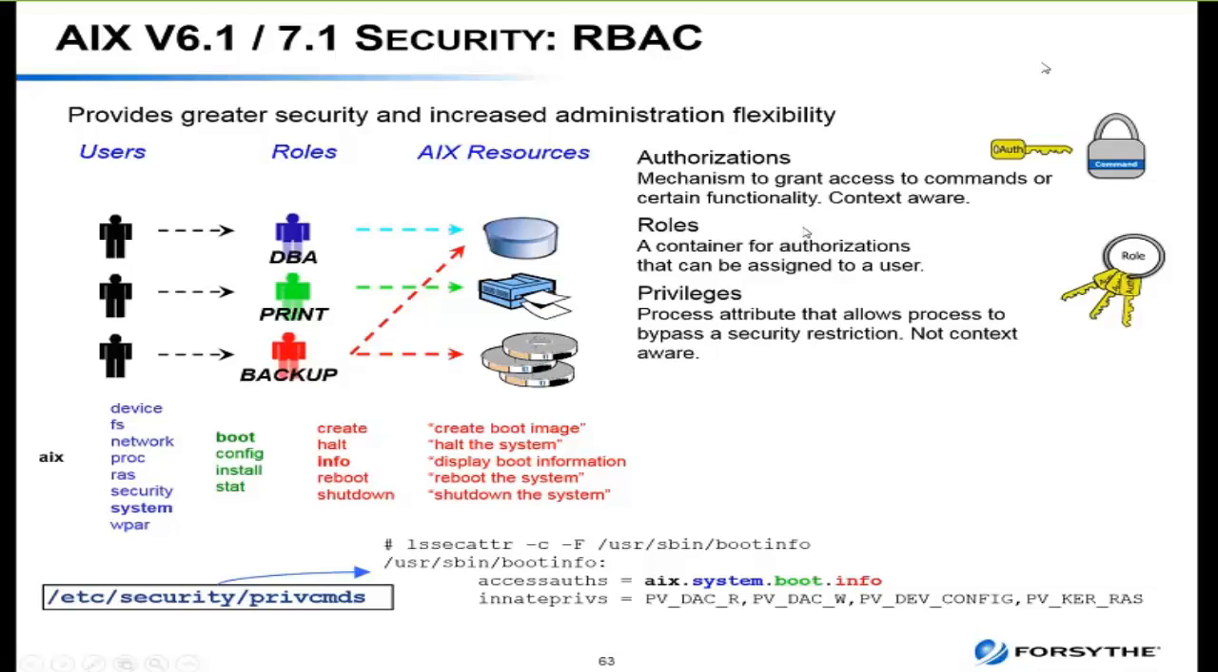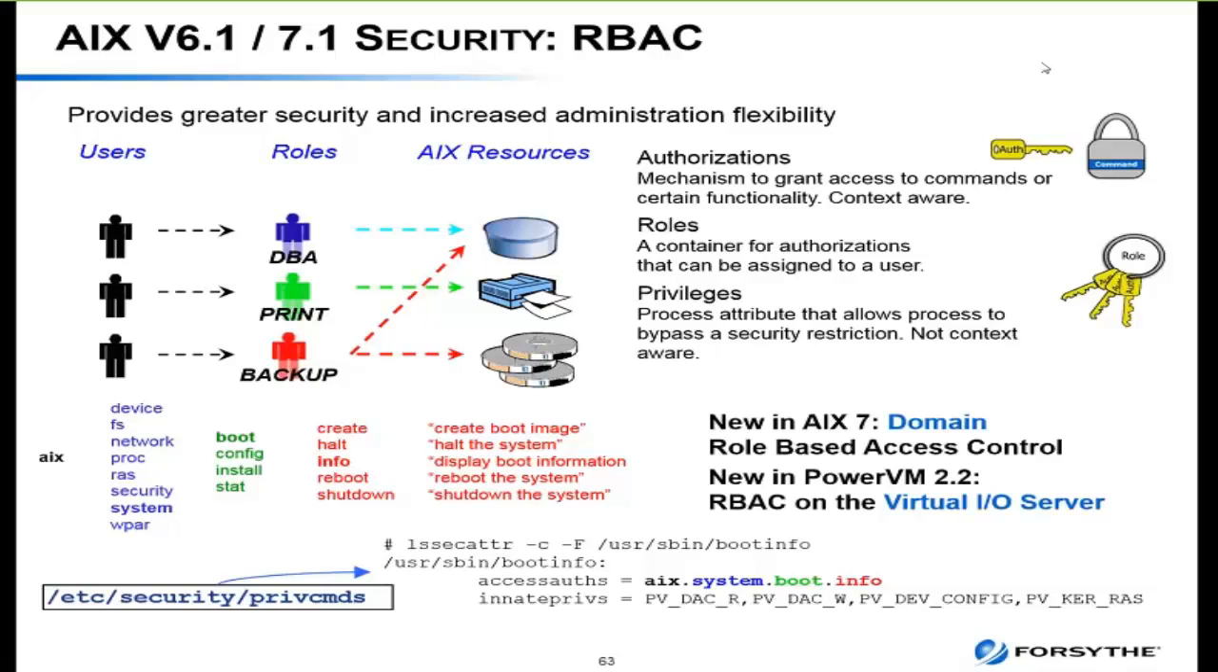So if I look at this, we have users, roles and AIX resources, so I'll have something like aix.filesystem.install.info. What this is allowing me to do is figure out an access authorization. So here, I'm asking for the security attributes set on boot info, and it's saying I have to have the role of aix.system.boot.info. And that lets me display boot information. And then there's a bunch of innate privileges that come with it. There are a lot of these by default, I think about 150 of them. So you just have to figure out how you want to assign users to them.